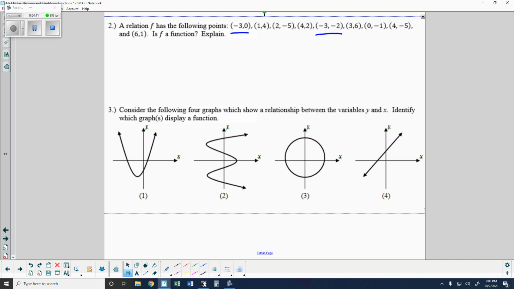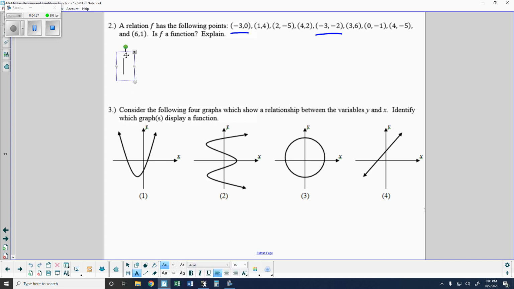Why would I take a look at those? Well, in this case, it's saying negative 3 is going to 0. In this case, it is saying negative 3 is going to negative 2. So negative 3 is going to two different y values. So can this be a function? The answer should be no.